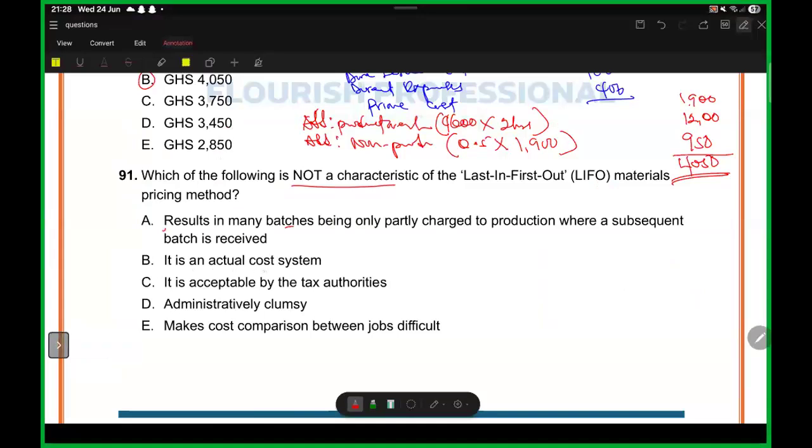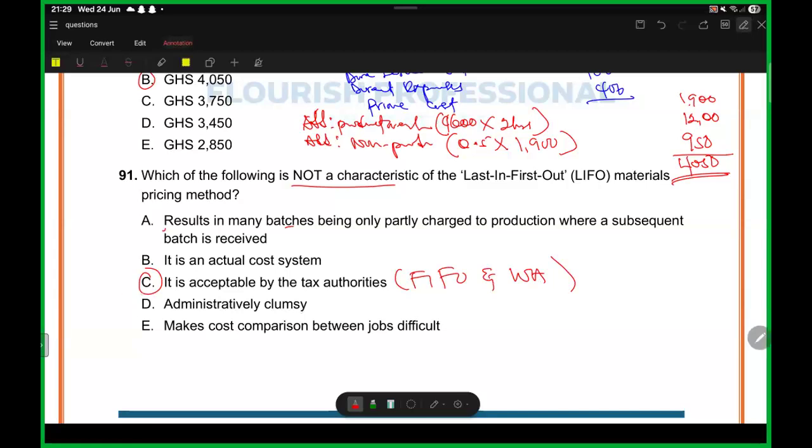It is an actual cost system, and that's what most costing systems do. Is it true it's acceptable by the tax authority? The tax authority does not. Why? Because when you do that, there is a profit component that you are not capturing. At the end, you are going to lock up a lot of capital there. So the tax authority mostly prefers FIFO and then the weighted average. Even the simple average and LIFO do not make business sense, so organizations do not mostly consider them.